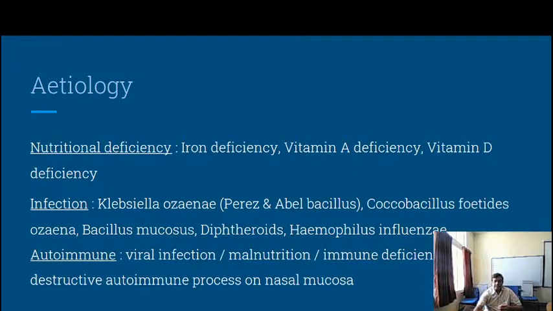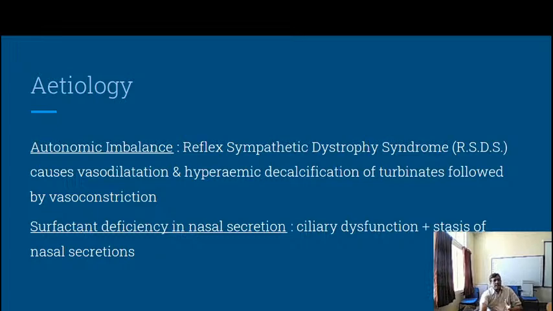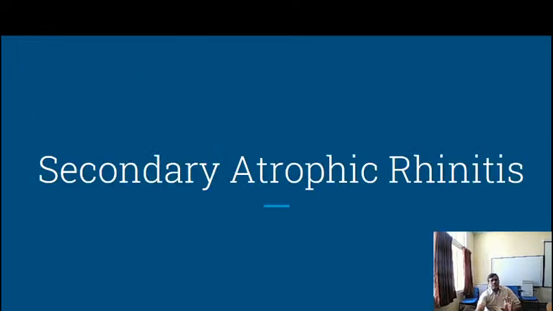And as I told you, the autoimmune conditions trigger a destructive autoimmune process on the nasal mucosa, along with autonomic imbalance, and a deficiency of surfactant in the nasal secretion, which impedes the ciliary function, and so there is stasis of nasal secretion. So that is about the primary atrophic rhinitis.